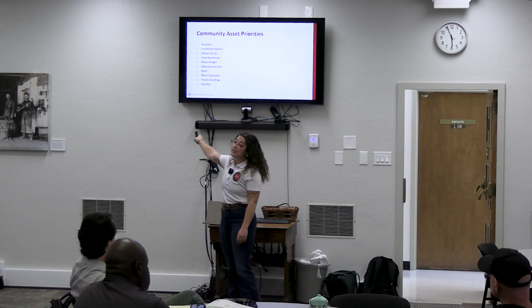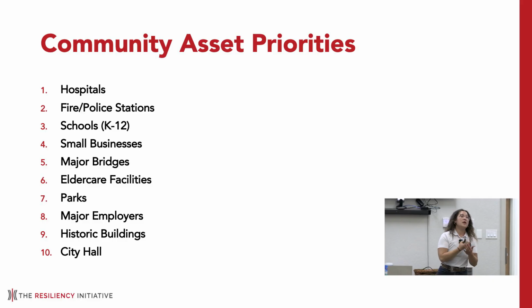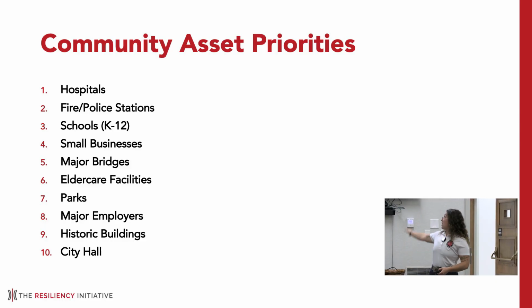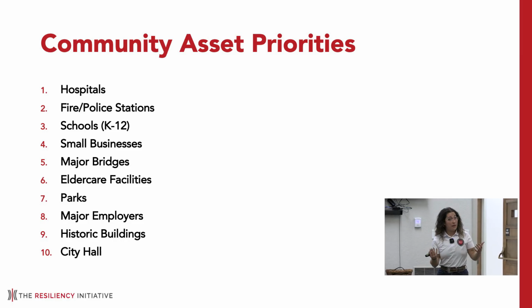And then community asset priorities. This is what the community wants to focus on. They want to focus on hospitals, fire and police stations, schools, small businesses, and major bridges. Those are our top 5, right? So what we had them do here is essentially just rank them. So in the survey, the categories were listed out, and individuals were able to go in and prioritize and rank what their priorities were for the county and where they wanted to see the most investment going into as we move forward.